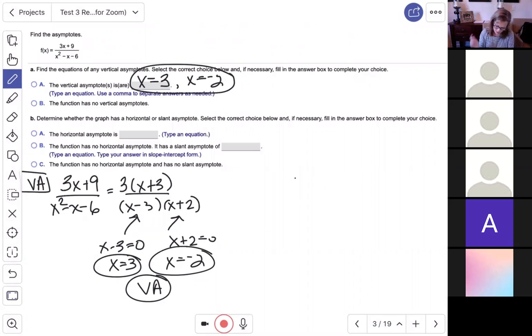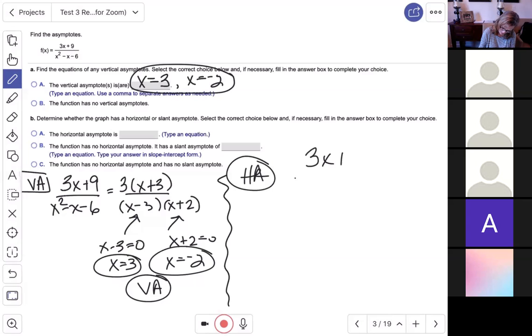So now you get to the horizontal. All right, horizontal. Okay, so remember with the horizontal, as long as you know what you're looking for, you can answer this thing in a few seconds. Okay, so I'm going to recopy it again. Here's my function.